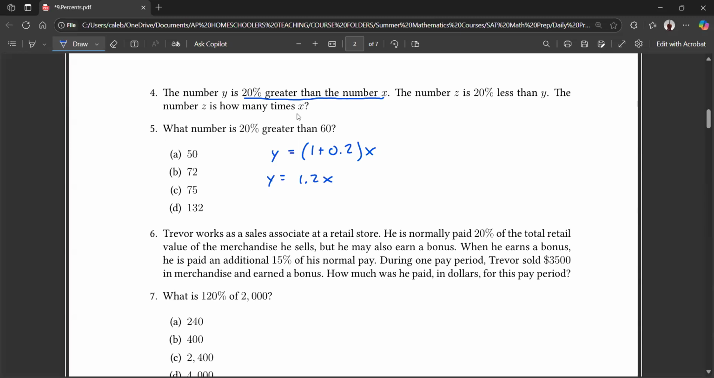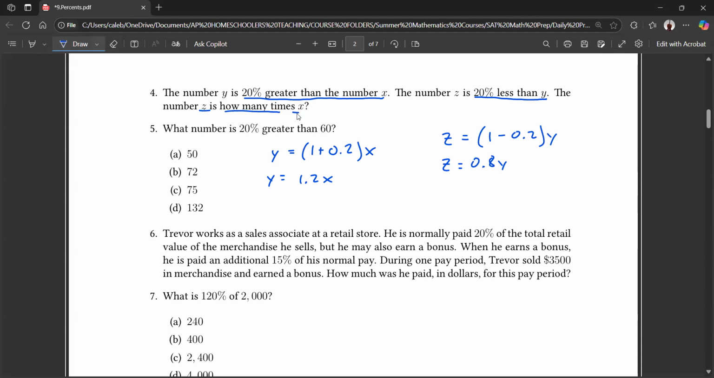And then let's read the next clue here. Z is 20% less than y. Okay, so we have another comparison. So z is less than, okay. Well, I start with the original amount, but instead of being greater, I'm less. So I need to subtract that percentage value. Of what? Of y. So great, I have an expression for z. Z is 0.8 of y. So then now we're asked to compare the number z is how many times x.